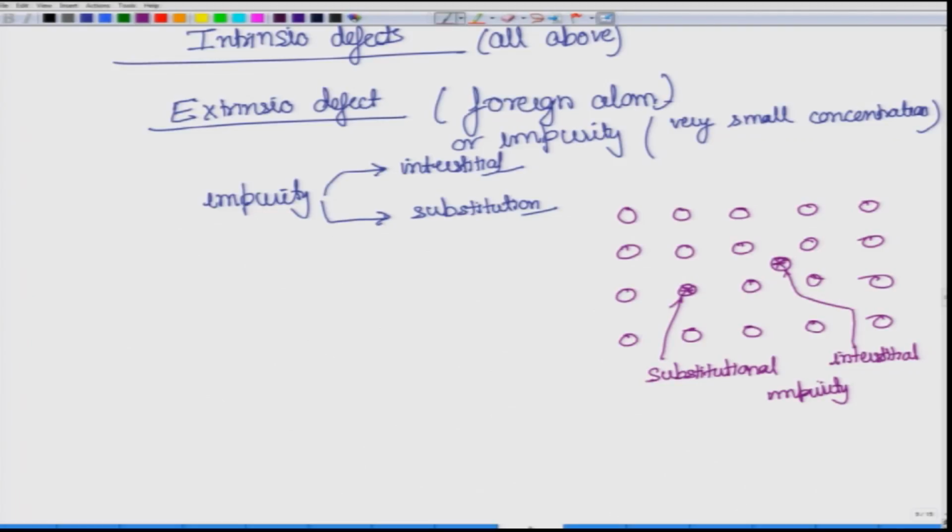So, these are the two different kinds of defects that you can see when you have a foreign atom. It can either be in the interstitial site or it can be in the substitutional site. So, let us look at some of the characteristics for interstitial.